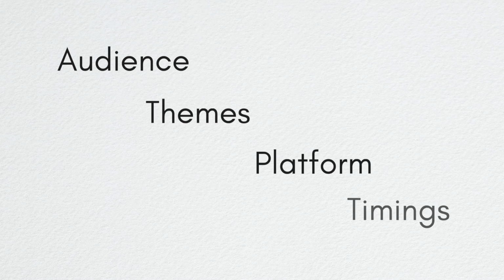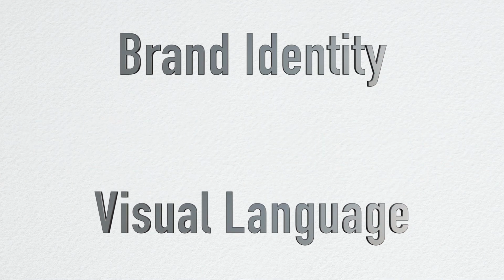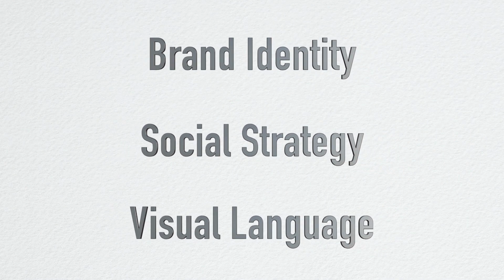So you want to create great visual content on social media. Well, the first place to start would be your strategy. Some elements to look into would be your audience, themes, platform, and timing of your social posts. This helps create a brand identity, visual language, as well as a strong social strategy that can support the ideas.